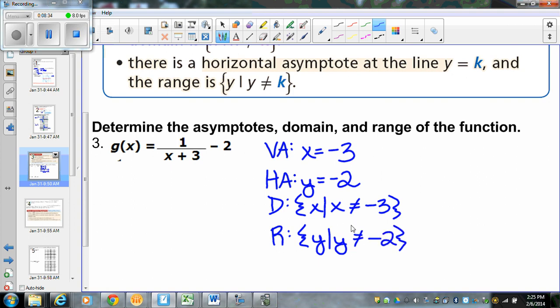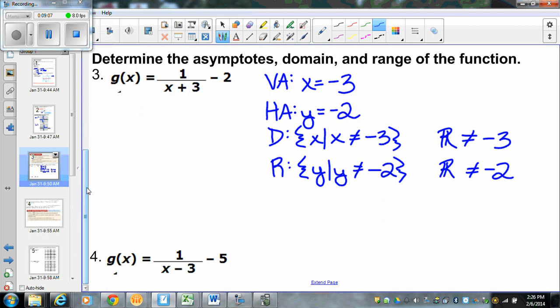Now you do not have to write the notation this way for domain and range. You could write all real numbers except for negative 3, or all real numbers except for negative 2, or you could just write x cannot equal negative 3 and y cannot equal negative 2. I typically write it as all real numbers not equal to negative 3 and all real numbers not equal to negative 2. But as long as you get the point across as to what particular points cannot be included in the domain and the range, your answer should be acceptable, unless it's completely ridiculous the way that you wrote it.